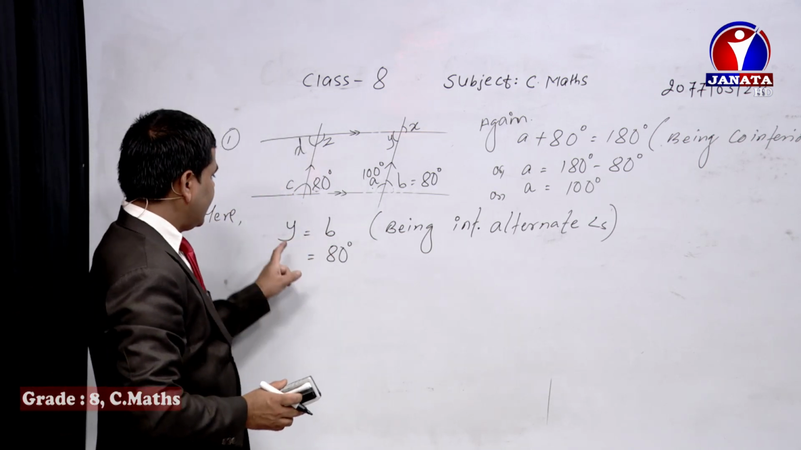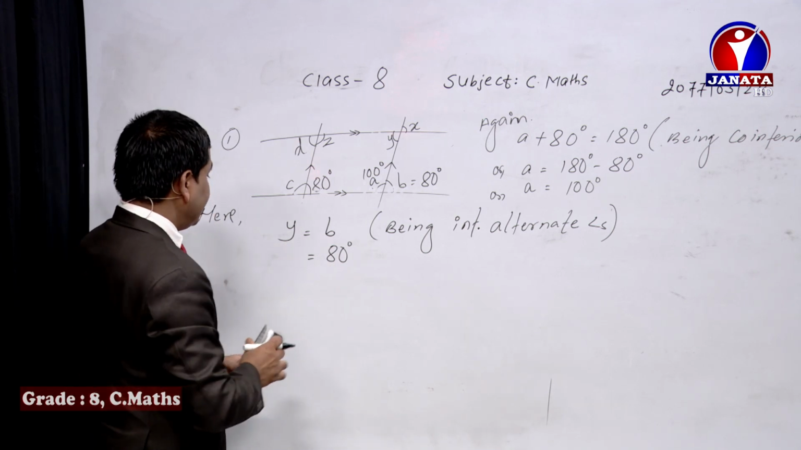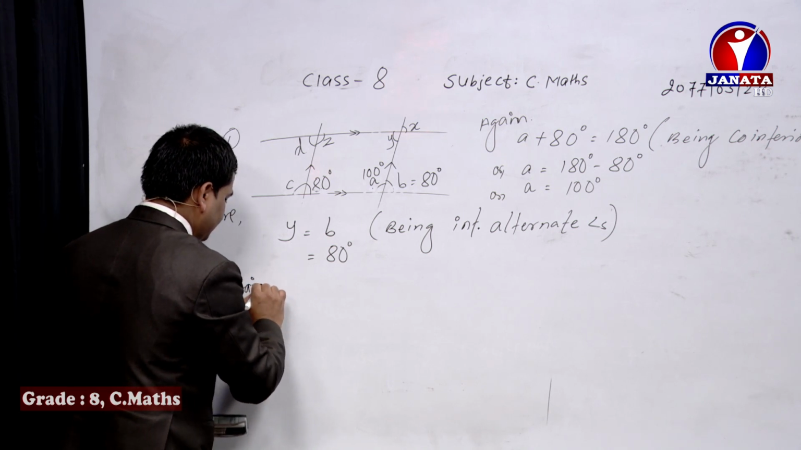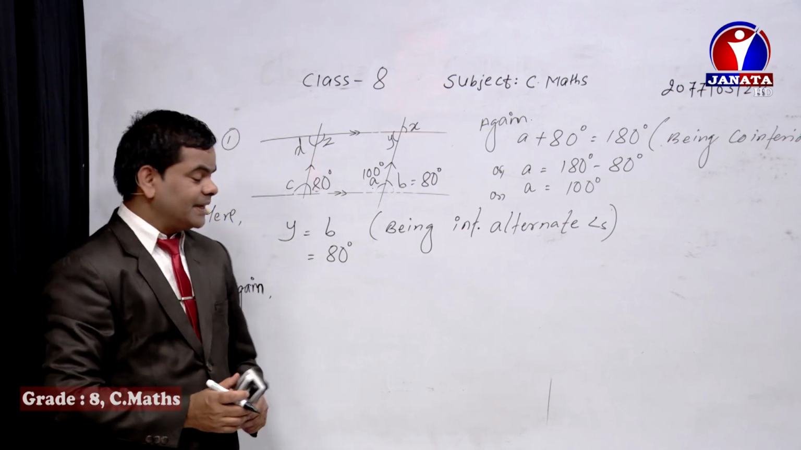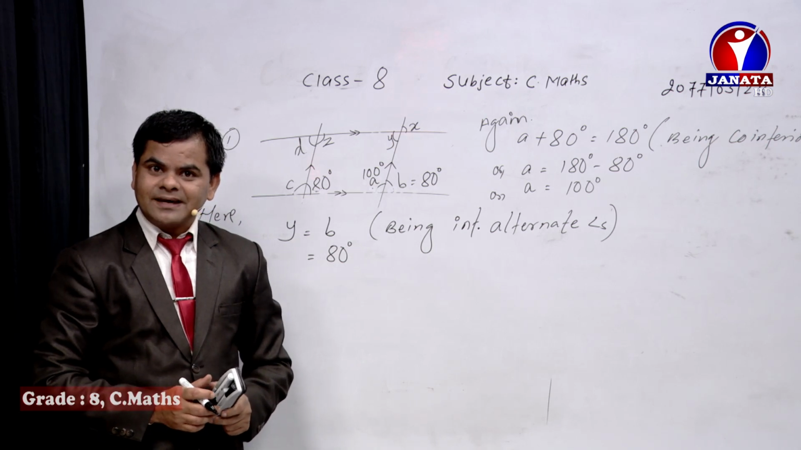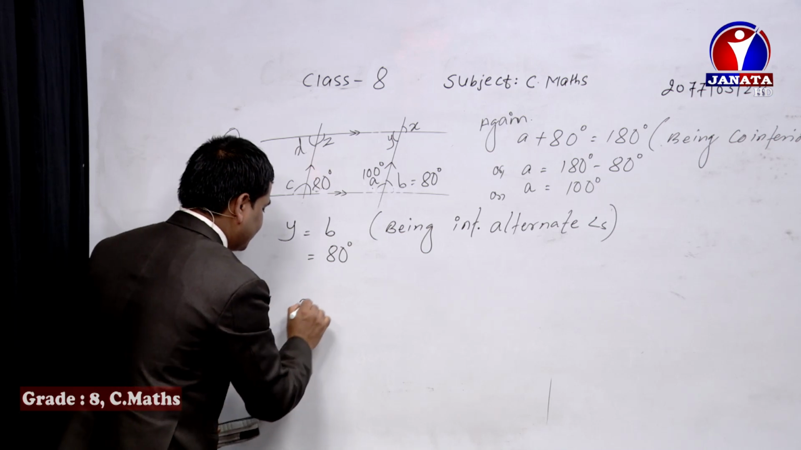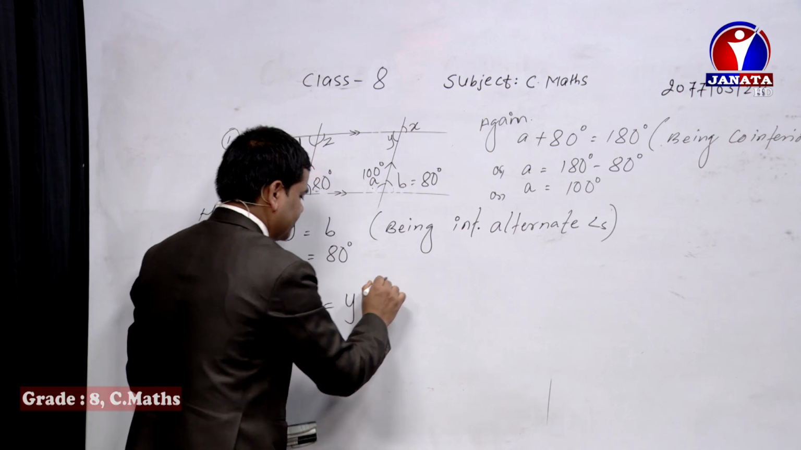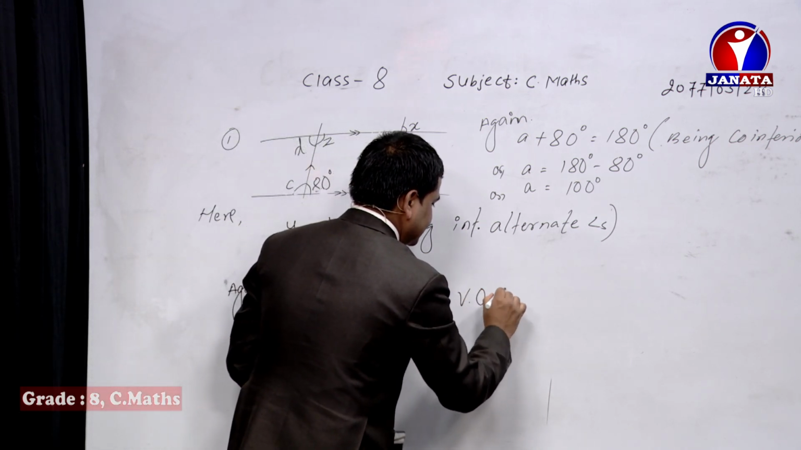So Y equals B, and we got the value of Y as 80 degree. Now dear students, do write again, and then can you find the value of x? Of course, because look at the relationship between y and x. They are vertically opposite angles, isn't it? So if you need to find the value of x, then x equals y being vertically opposite angles.